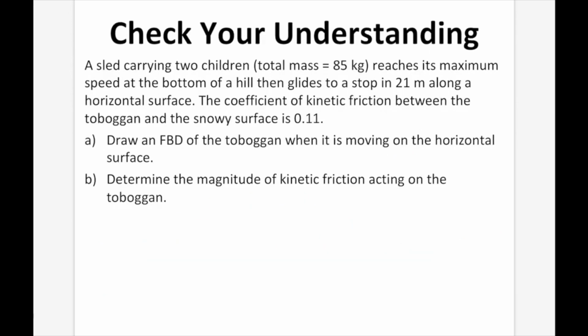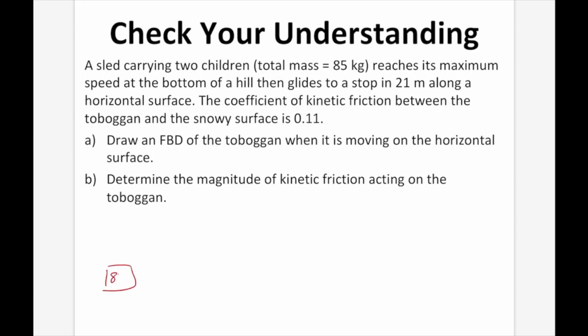A sled carrying 2 children, total mass 85 kilograms, reaches its maximum speed at the bottom of the hill, then glides to a stop in 21 meters along a horizontal surface. The coefficient of kinetic friction between the toboggan and the snowy surface is 0.11. So let's try that out. We're not interested at all about the hill. We're interested in what happens after it reaches the bottom of the hill. So let's draw that out here.